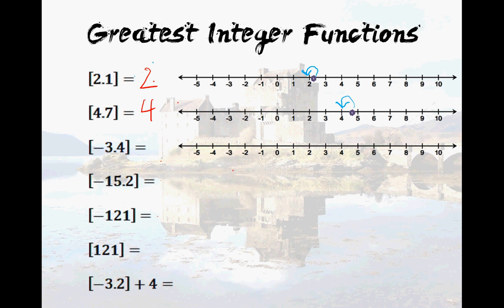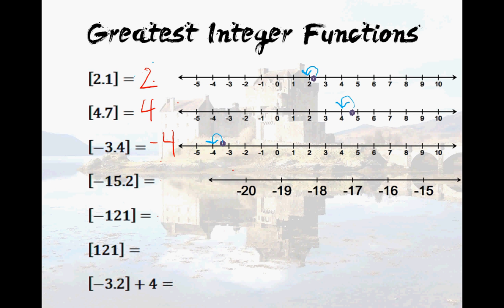So if we start with negative 3.4, that's about here. Same idea, we're going backwards to the next integer. So when you go backwards, you actually get to negative 4. And so your answer to that one would be negative 4. Okay, if we do the negative 15.2, there's negative 15.2. You're going to go backwards, so you would get to negative 16, so that would be your answer.